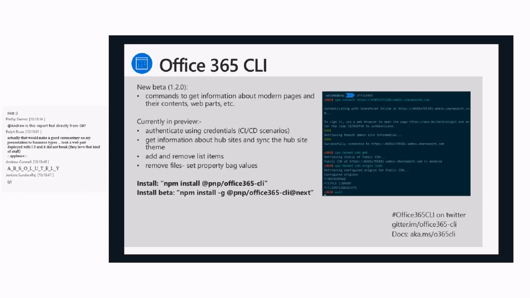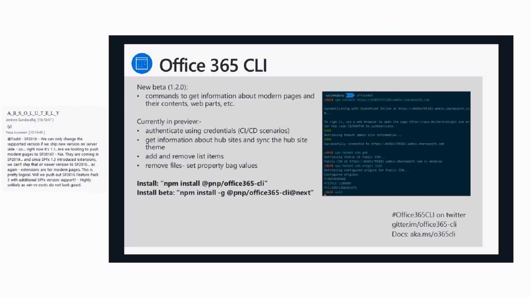2 commands down there at the bottom to install the release version rather of the CLI, and then you can install betas using the @next. I don't know what to call that, appendage on the end there will get you the sort of latest published beta of the CLI.